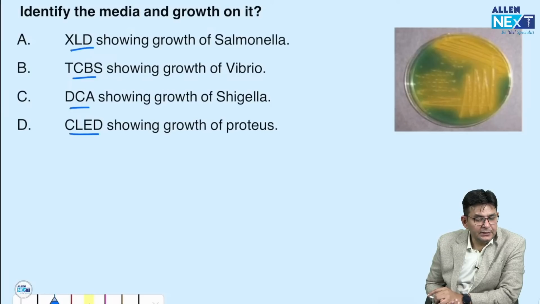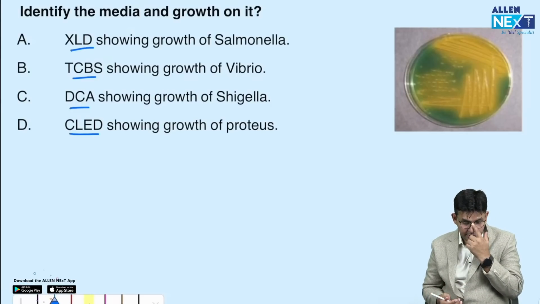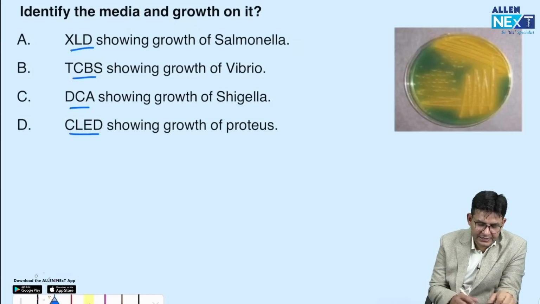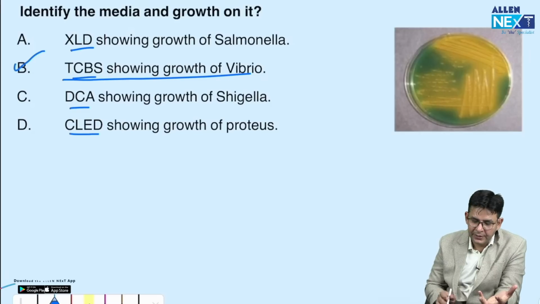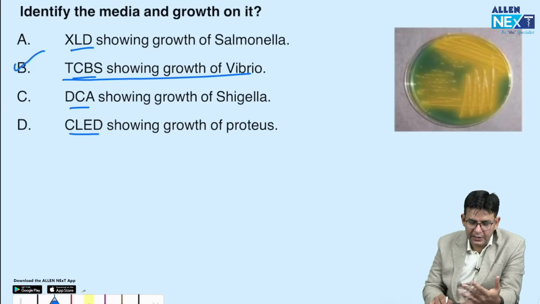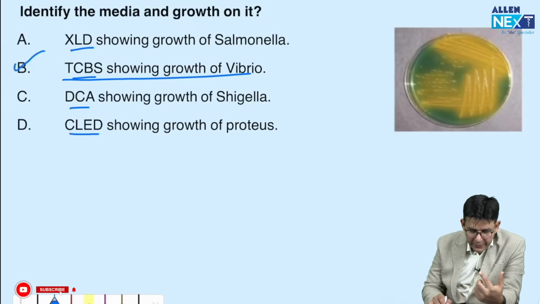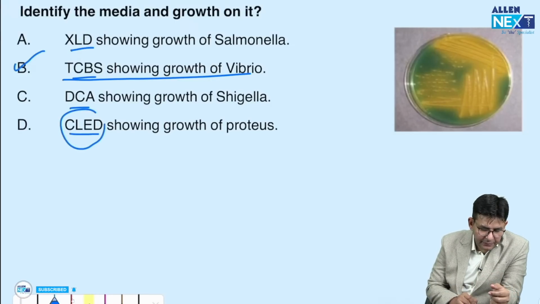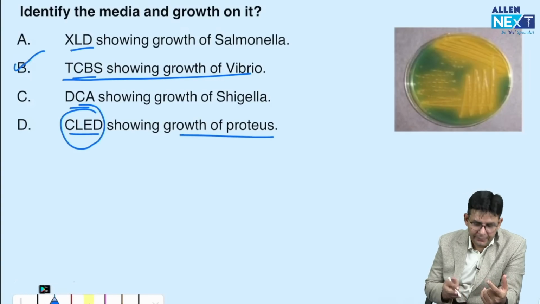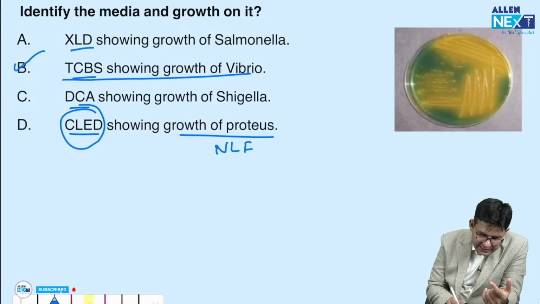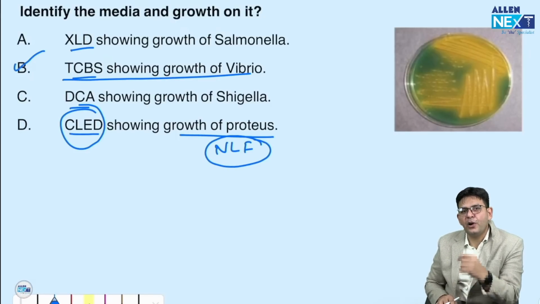So guys, this is a tricky one. What I want to say is TCBS, thiosulfate citrate bile salt sucrose agar, is the best selective culture media for Vibrio cholerae, and it is a greenish media on which yellow colonies of Vibrio cholerae come up. But you are also right, guys, this can be CLED also. But what is the clause for that? It is not showing the growth of Proteus, because Proteus is NLF, a non-lactose fermenter.